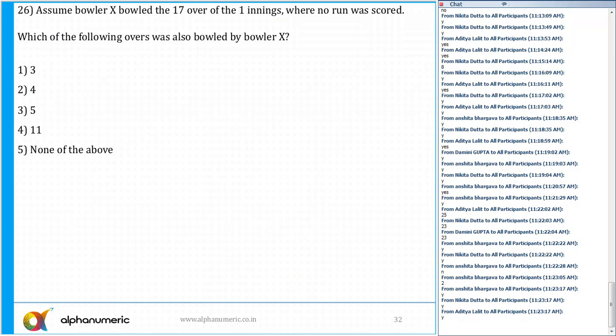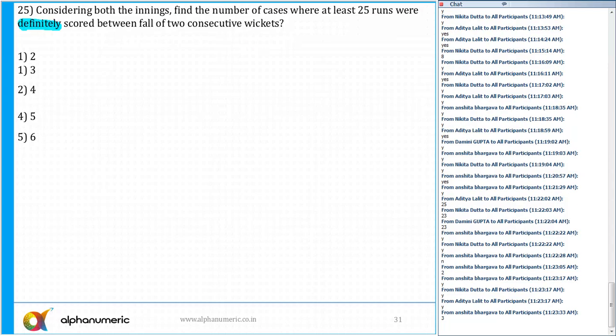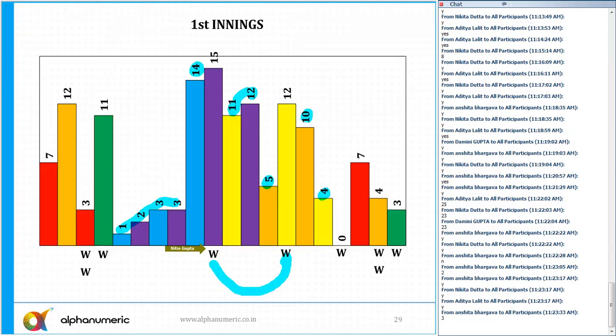Assume bowler X bowls the 17th over of the first inning when no runs were scored. Which of the following overs was also bowled by the bowler X? So bowler X has bowled the 17th over. So this is my 17th over. Okay.